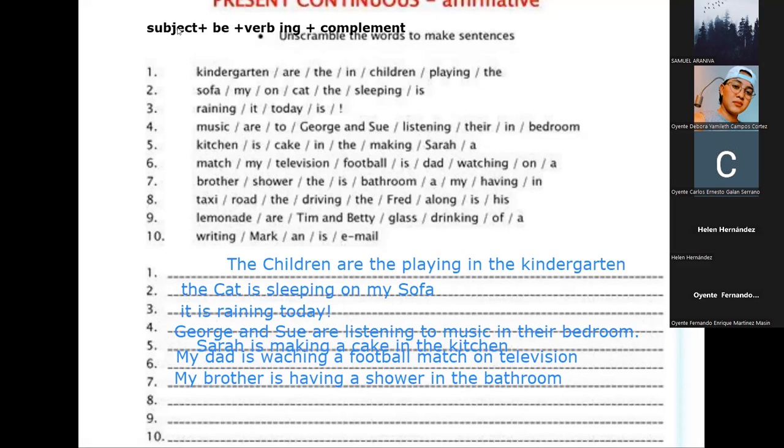Okay, vamos, sujeto. ¿Quién es el sujeto? Fred. Vaya, comenzamos con Fred. ¿El verbo be? Is. Okay. ¿El verbo más ing? Driving. Okay, Fred is driving. ¿Qué está manejando? His taxi. Exactly. Where? Along the road. Exactly. Fred is driving his taxi along the road.